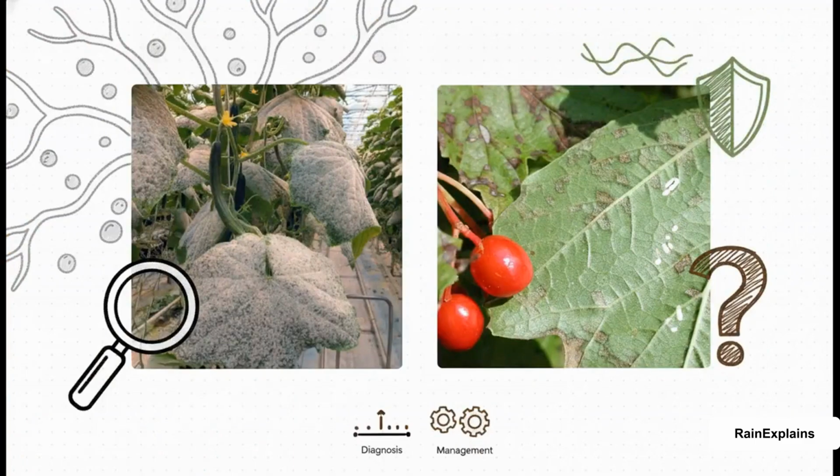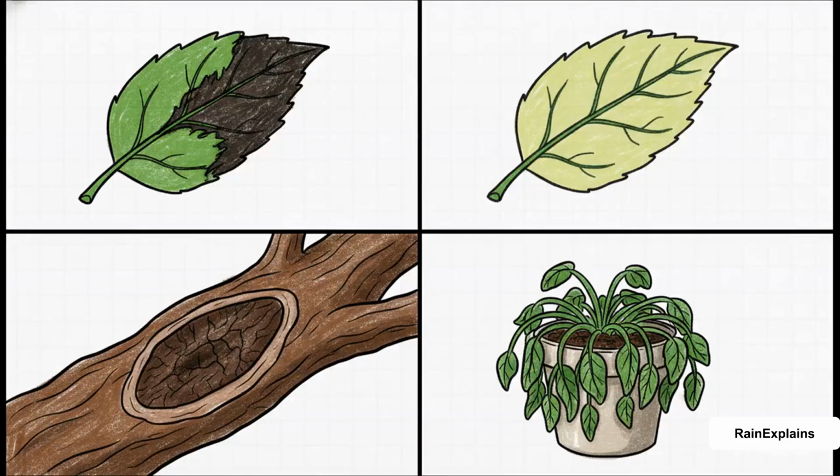Here's another perfect example for you. On the left, this cucumber leaf is covered in a white, fuzzy mat. That's powdery mildew. And because we can see the fungal hyphae and spores right there with the naked eye, it's a sign. But over on the right, we see these dry, tan spots bounded by the veins of the leaf. This is a localized symptom. The plant is desperately reacting to an invader, but we can't actually see the invader itself just by looking at the spots.